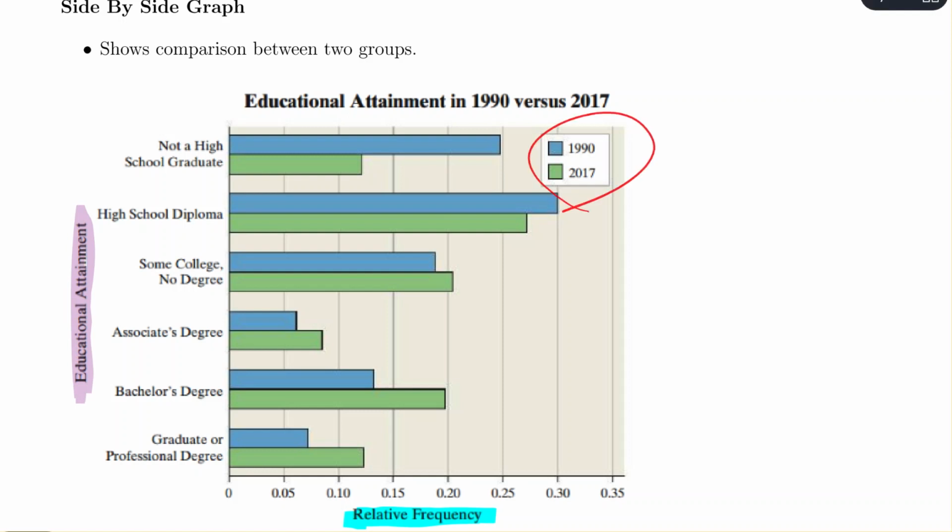That's the side by side. Two groups in this case. Of course, we can also do 3 or as many as you want. Then it gets really complicated, but just know that it is possible. So here we're comparing two groups. For 1990, the proportion of people who did not graduate high school was about 0.25, about 25%. But in 2017, it was about 0.13, about 13%. So a side-by-side graph is a bar graph comparing two groups. Each category has 2 bars.